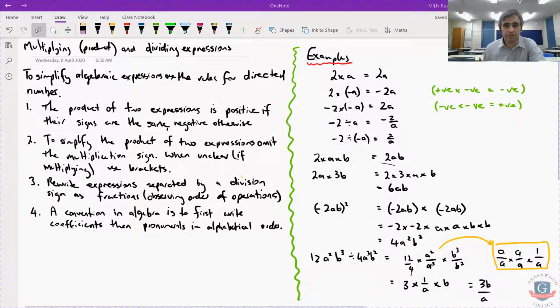Hi guys, earlier in the term we looked at negative numbers and now we're going to use those same ideas for algebraic expressions.